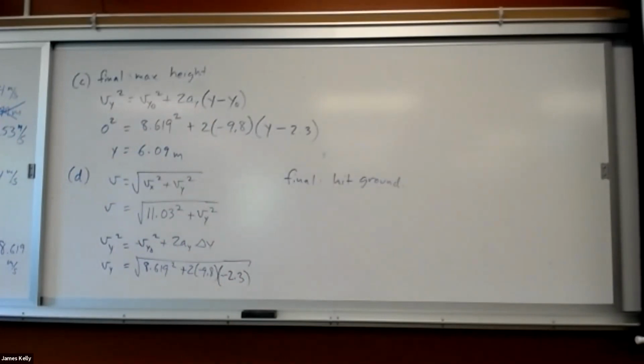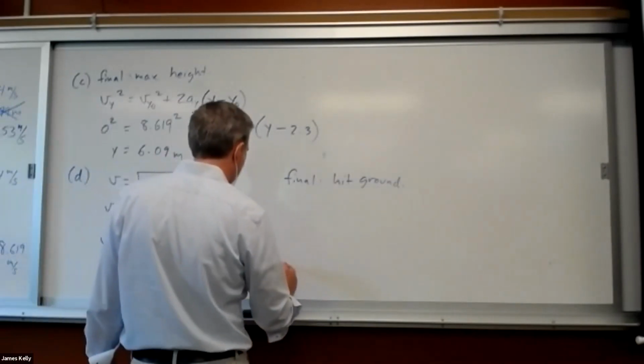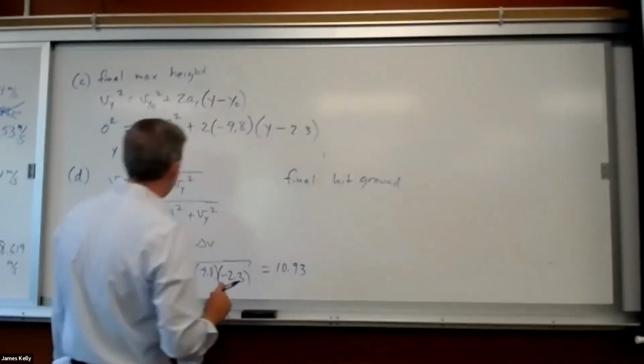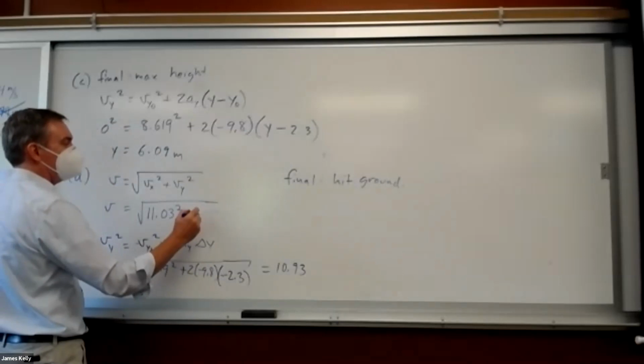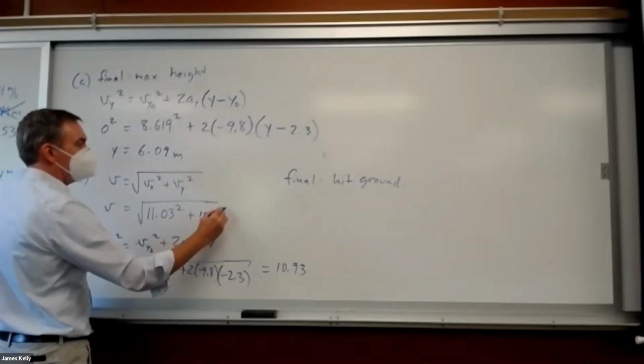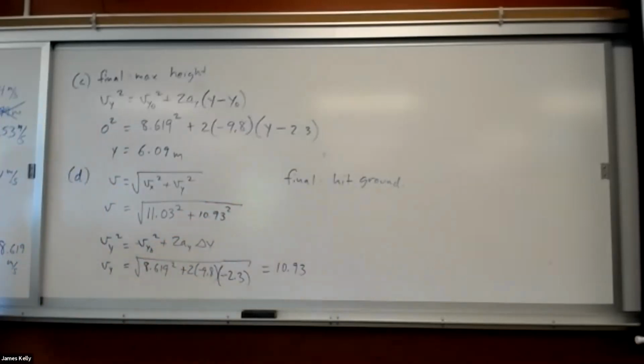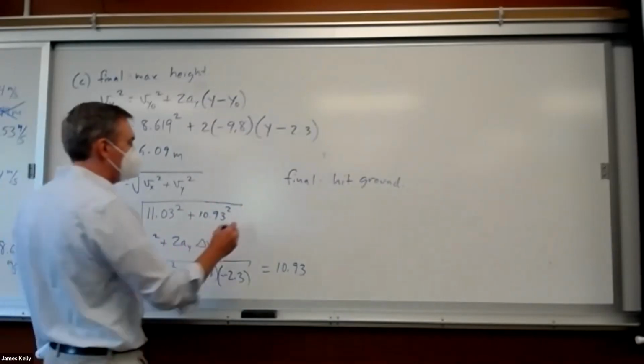Okay, so that Vy final ends up being 10.93. Lots of not interesting numbers. And then I plug that back up here to figure out what the speed is. I figured out what Vy final is, I already knew what Vx final was, and I get 15.53.